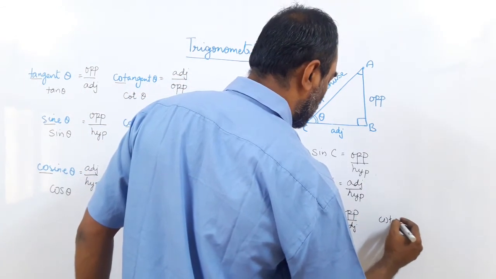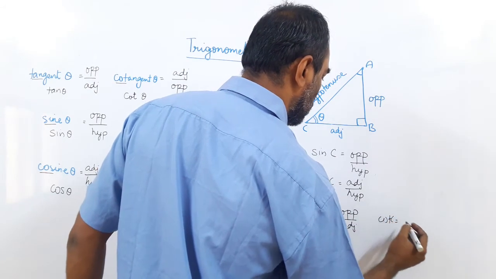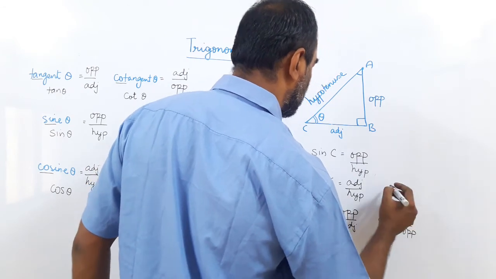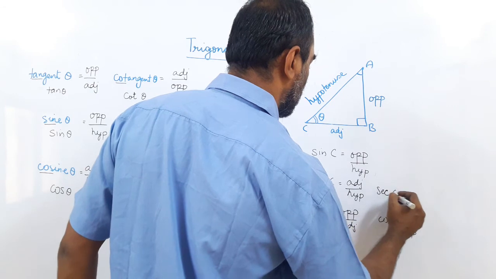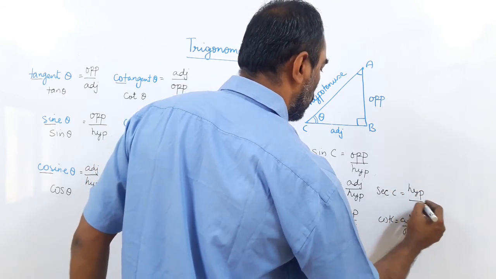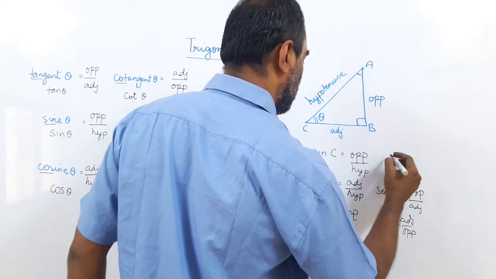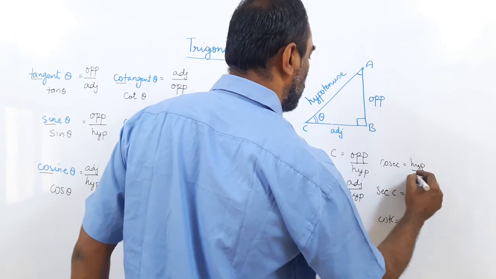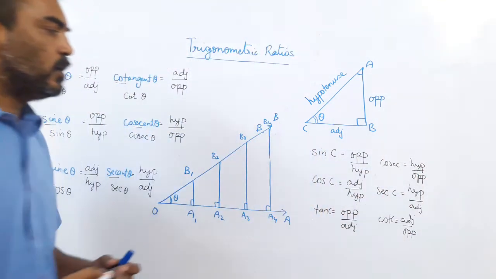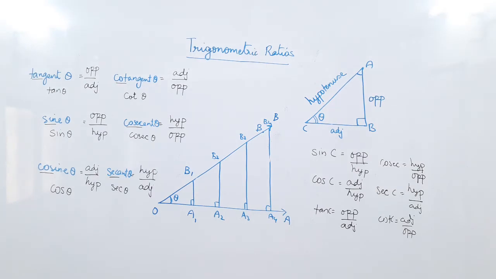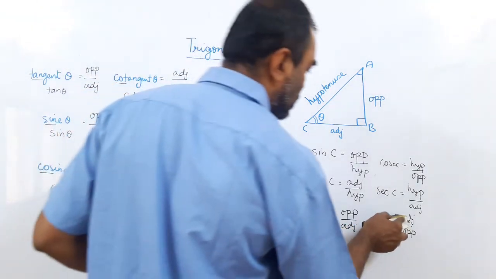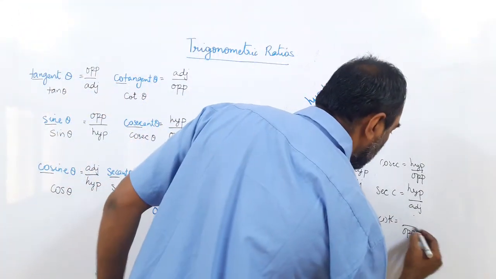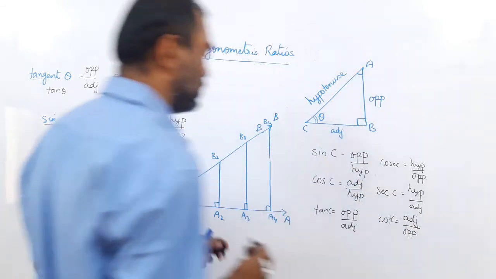Yes? Cot is adjacent upon opposite. Sec is hypotenuse upon adjacent. And cosec is hypotenuse upon opposite. These 6 names you will have to learn in detail. Yes? Please follow, understand, we cannot name them on our own, we have to follow the names the book has given. So these things you will have to memorize.